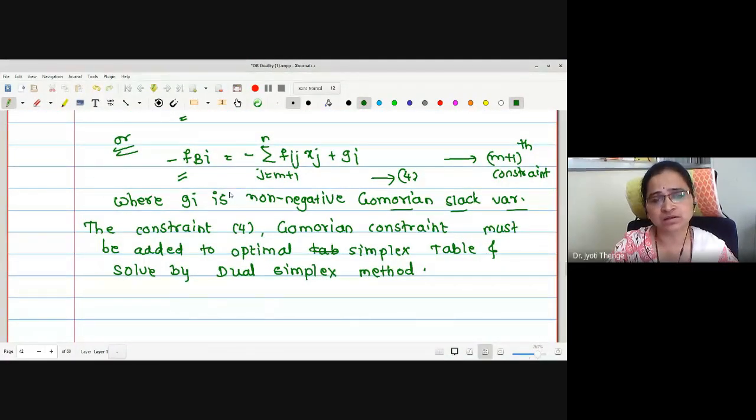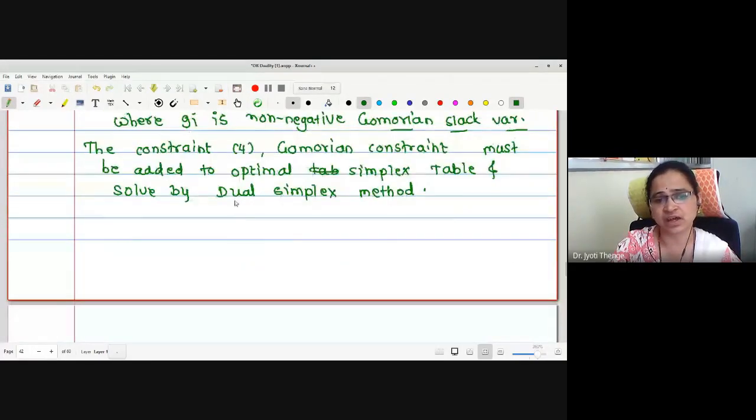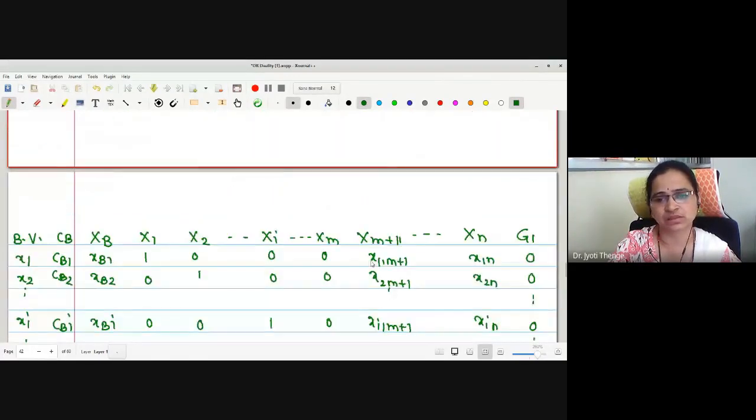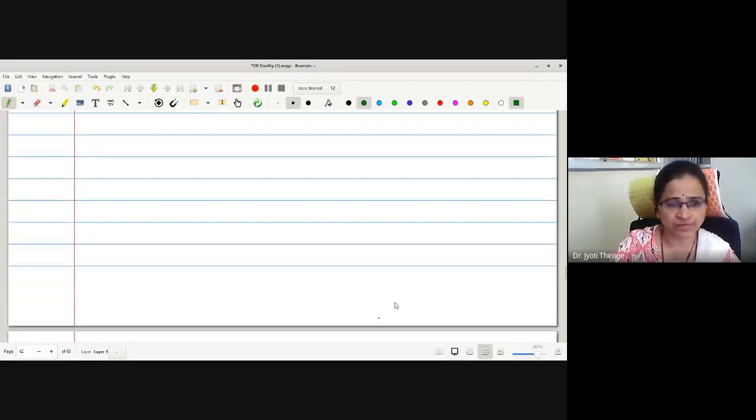If we look at this constraint, actually here we have written the left hand side, this value is negative, and we know this value is going to be in the xb column if I add this constraint in the last table of the simplex method. That disturbs the feasibility, and to remove the infeasibility we are using the dual simplex method. And here I have shown you how to add this constraint in the last simplex table. If you still have difficulty, you can ask.